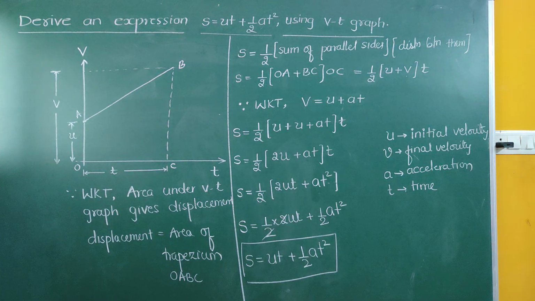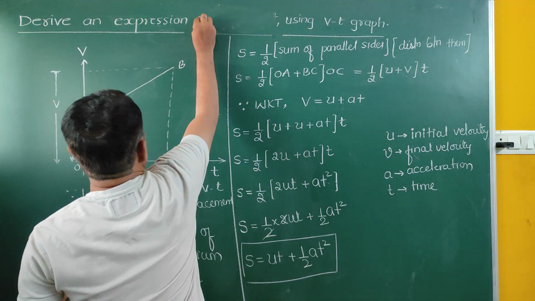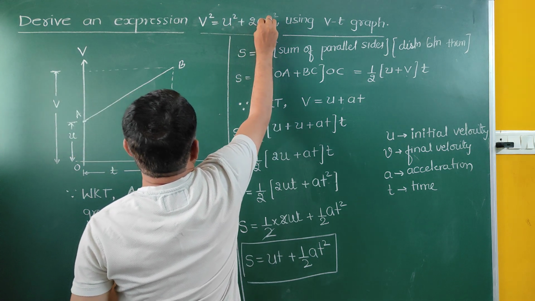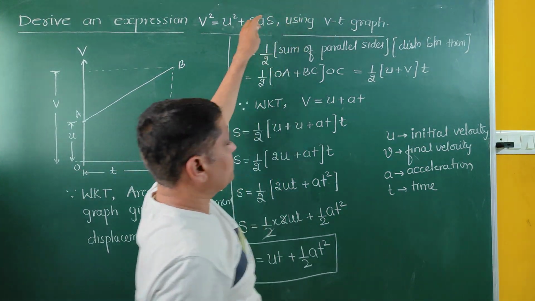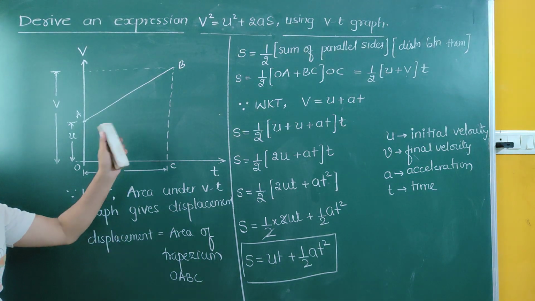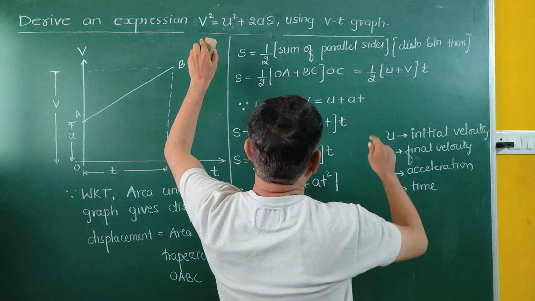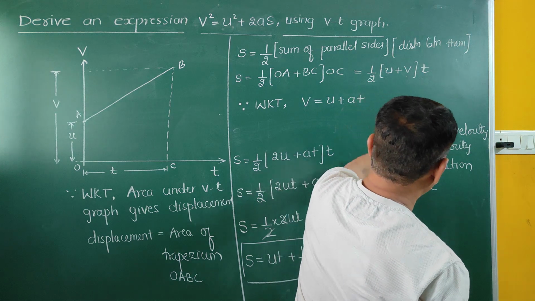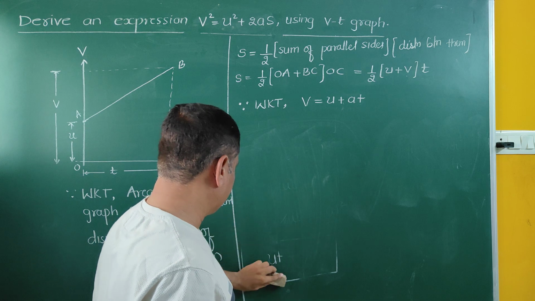Next derivation, that is, derive the expression V square is equal to U square plus 2AS. See, our next derivation is V square is equal to U square plus 2AS. For this derivation also everything is simple. Everything is the same as this. The only change is here. In this expression up to here everything is the same, meaning from here onwards your derivation will change. The explanation and everything else remains the same.